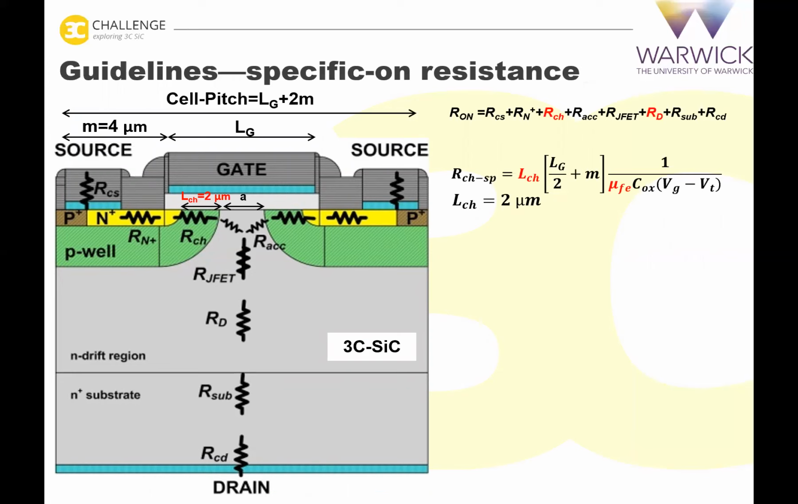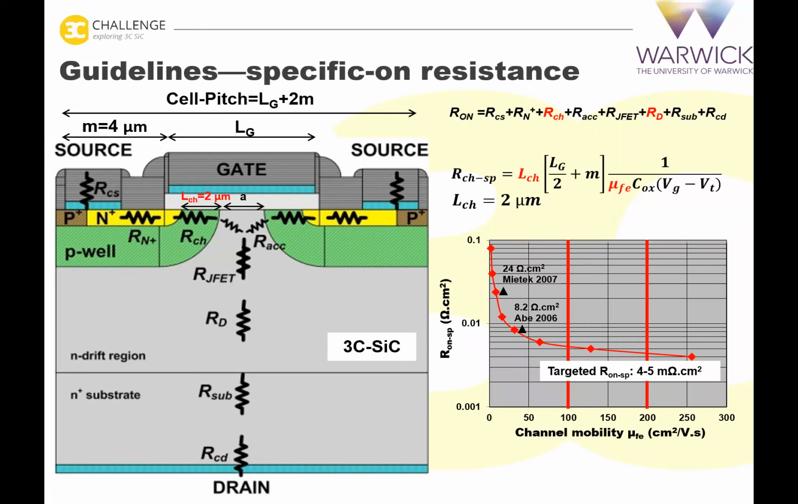It is mainly determined by two parameters, that is the channel length and the field effect mobility of the carriers within the channel when the device is conducting. So here we fix the channel length to 2 micron, since most literature has this value when they fabricated their device. And as we can see from this graph, the device overall specific on-resistance is improving with an increasing channel mobility. And again, we have some past work results here to verify the curve.